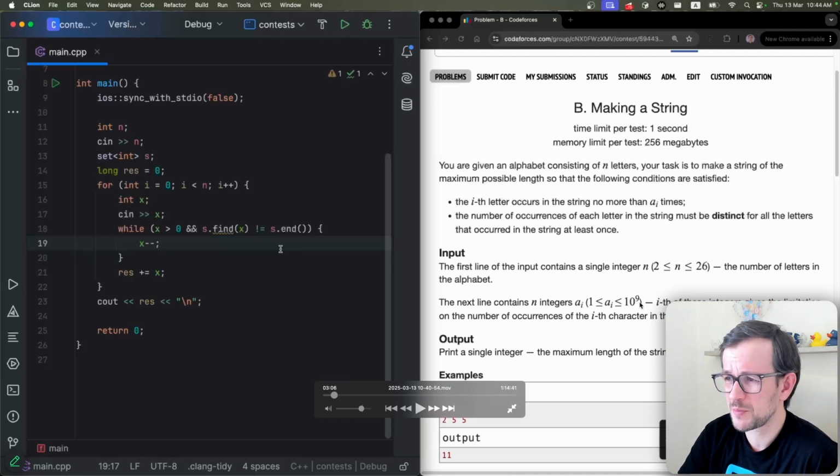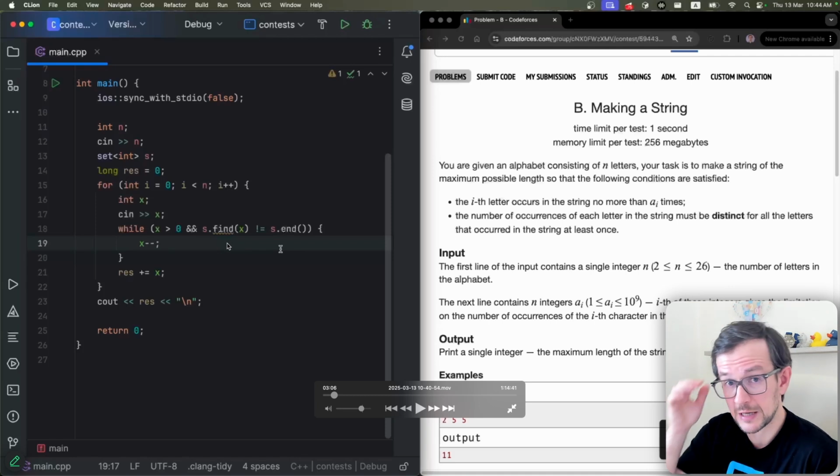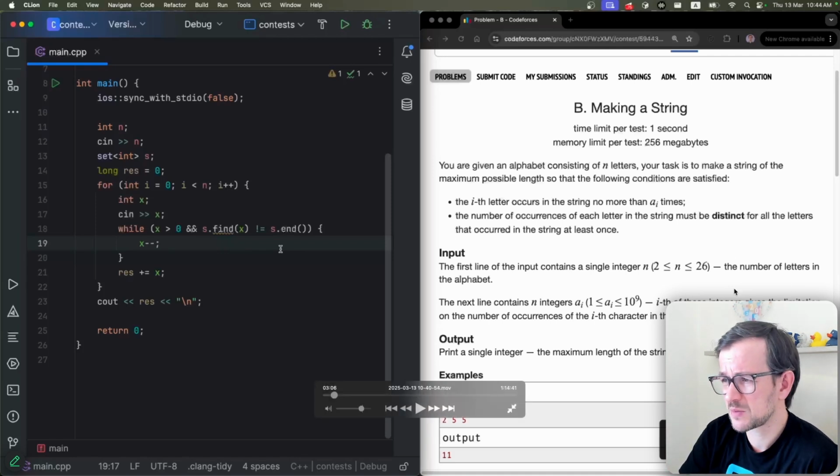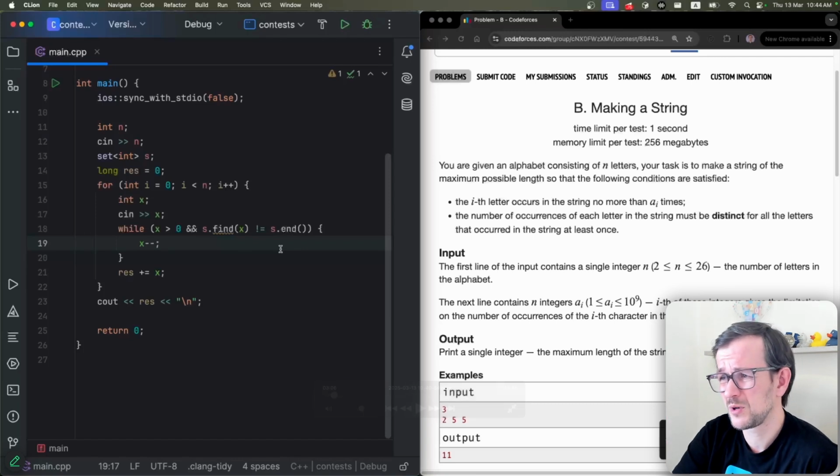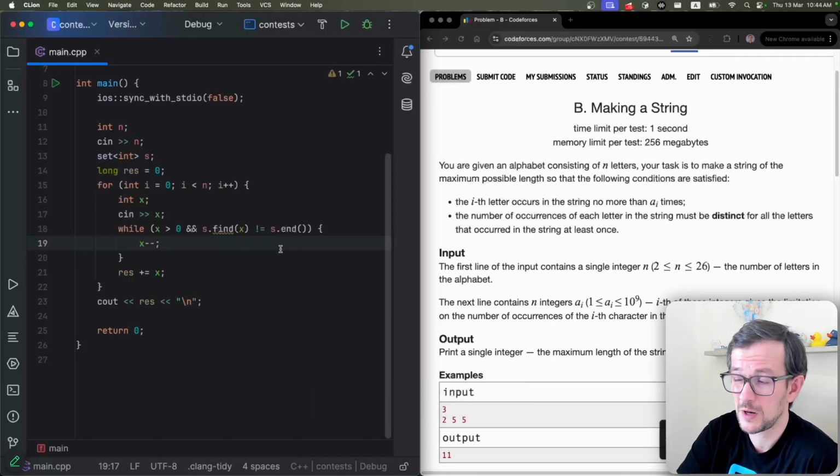You can put them in an array A. I just take them one by one and greedily decrease each until it is unique. The solution is pretty slow, it works in n squared time. For every number here, I may decrease it up to n times. But n is small, n is up to 26, so it doesn't matter. Basically any solution with some small polynomial time will work.